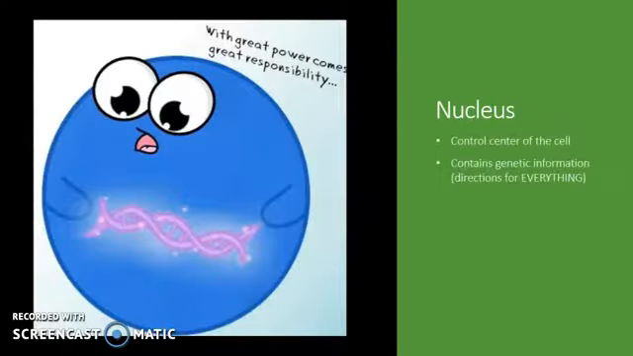It is known as the control center of the cell, and this is because it contains the genetic information, which is our DNA, the directions for everything. The nucleus is in control of everything that happens within the cell.